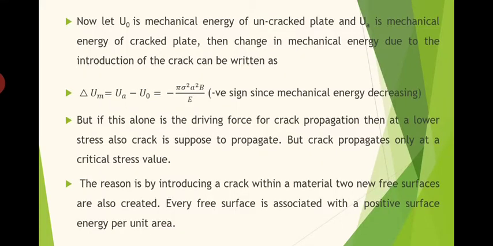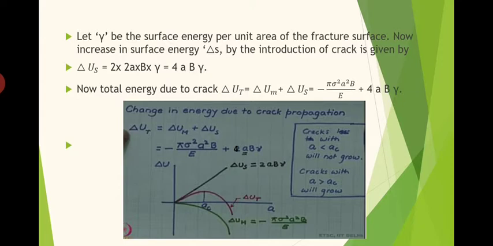Okay, so it is 2 into 2a into b. This is the area of one side of the crack. Since two sides are there, 2 into 2a into b into gamma. This gives the total area; multiplying the total area by the surface energy per unit area gives the total energy. So 4a into b gamma is the equation for delta U S.